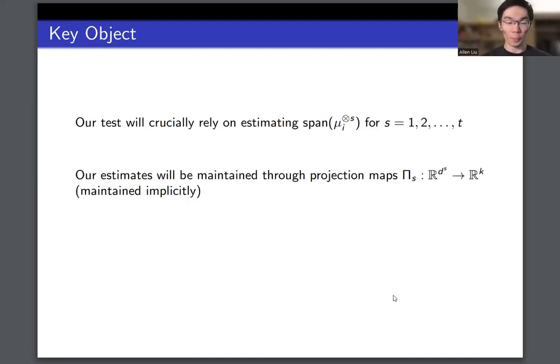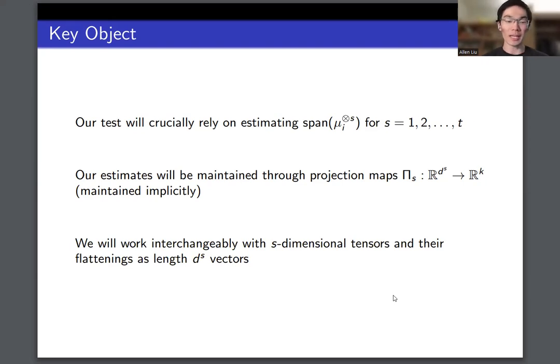And so actually, already when I wrote down this notion of the span of mu_i to the s, there's the same issue that these tensors are quasi polynomially large when t is log k. So instead of writing down this span explicitly, we'll maintain these spans through projection maps that we'll maintain implicitly. So we'll have projection maps pi sub s that project from d to the s dimensions to k dimensions. Note that the span is k dimensional because there are only k means.